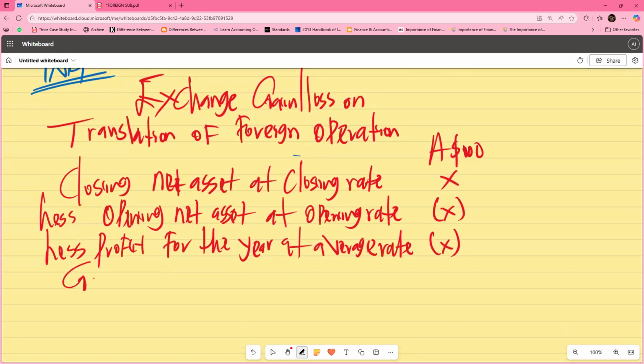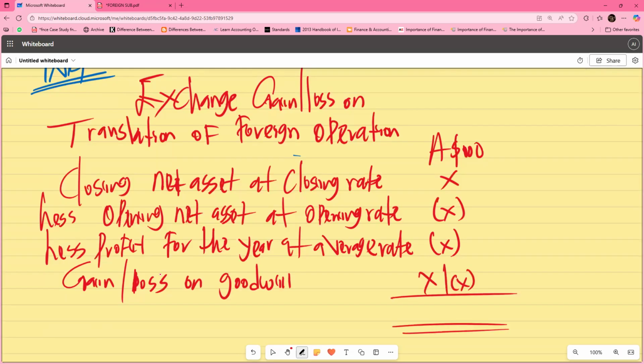Then the last one, gain or loss on goodwill. So whatever you have, that is your exchange gain or loss on translation of the foreign subsidiary.